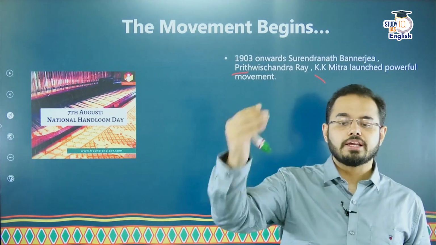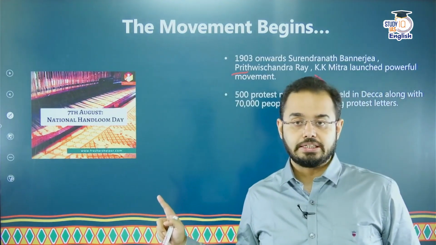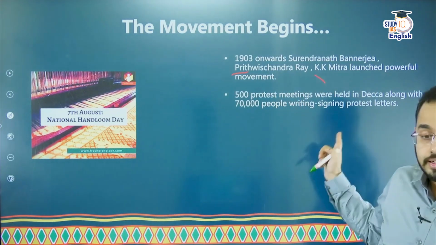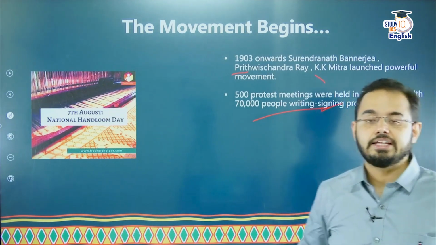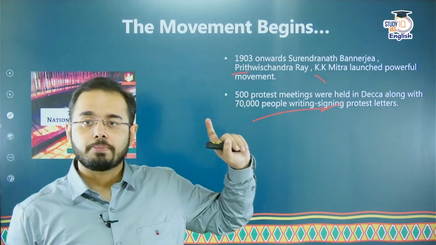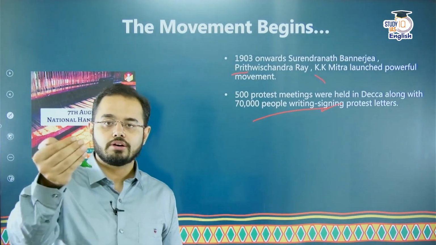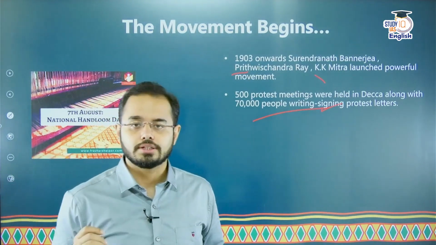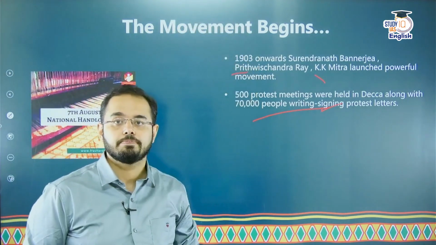They all started making plans for the movement. 500 protest meetings were held in Dhaka, along with 70,000 people writing and signing protest letters. At that point of time, even before partition could be announced, 70,000 people wrote protest letters saying, please, you cannot divide Bengal, we are united. And this was happening in Dhaka, where the Eastern Bengal part is.